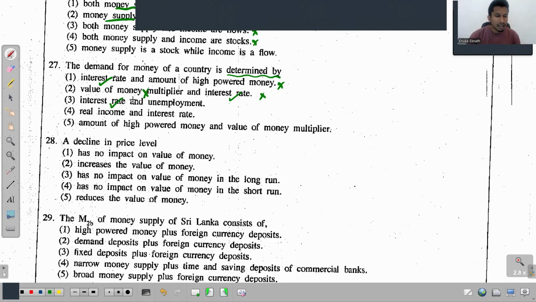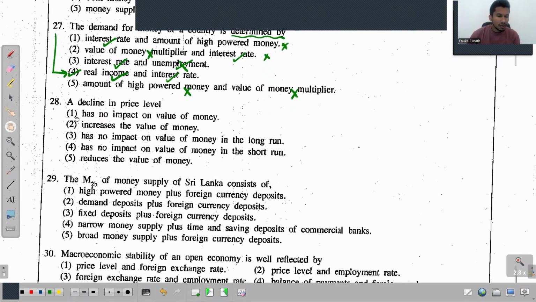The interest rate, yes, it is a determinant of money demand, but on the other hand, unemployment is not a determinant of money demand. And the fourth one says the real income. The real income, if not the real GDP, both are same. So real income is a determinant of money demand, and yes, even interest rate is a determinant of money demand. So the answer for this question 27 is the fourth one. And the fifth one says the amount of high-powered money, no, it's not a determinant of money demand. And the value of money multiplier, no, once again, even that is not a determinant of money demand.